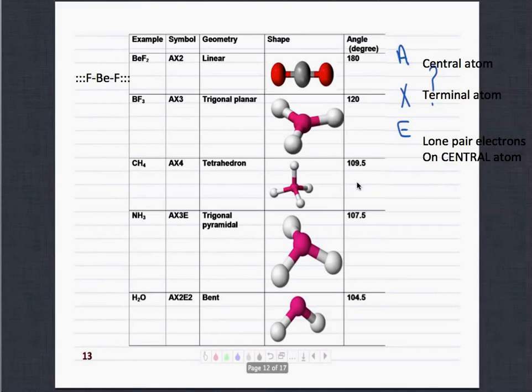Now let's go to NH3. For NH3, if you go step by step, this is the Lewis structure of NH3.